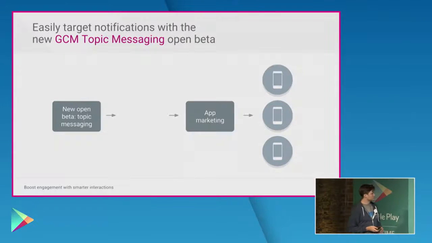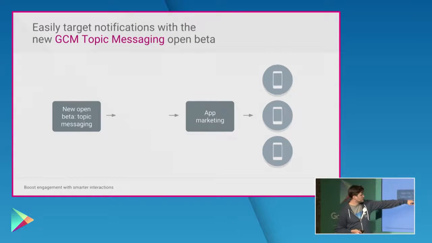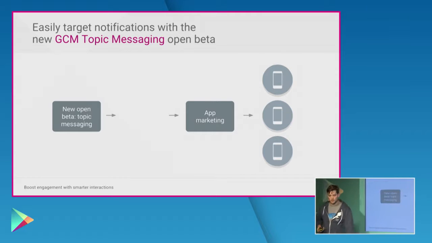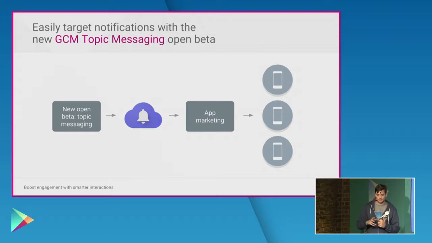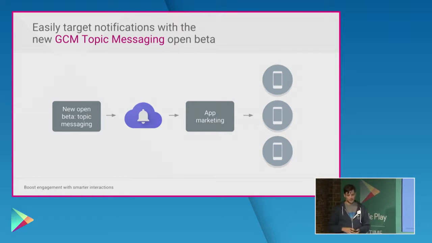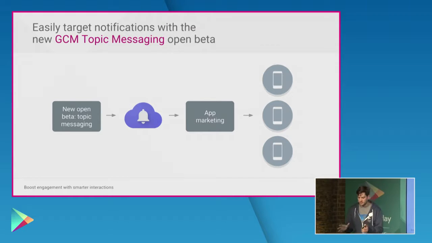One key feature I want to highlight, a little logo missing, so this is the Cloud Messaging logo here. One feature that's new and that was a highly asked for feature is topic messaging. So what you can do is assign users to topics. First you create a topic list, say call it app marketing, and then you can automatically assign users to that list.